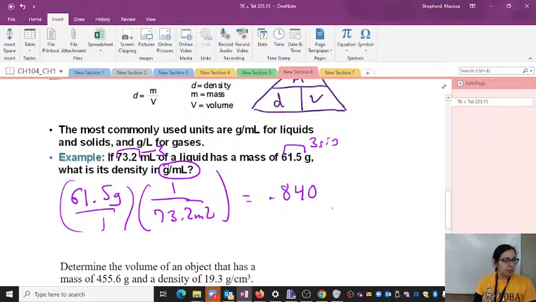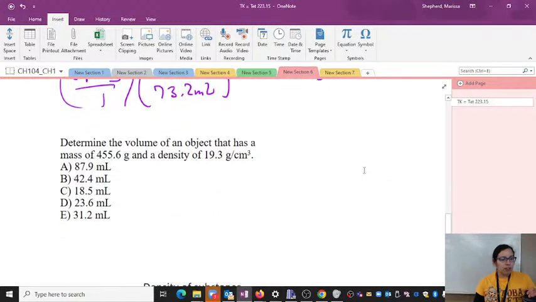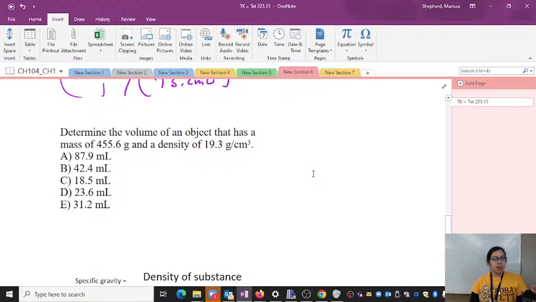Again, don't forget your units, so grams per milliliter. Awesome. Thank you, chat, as well. All right, let's try another one. Again, I'll give everyone a minute or so.